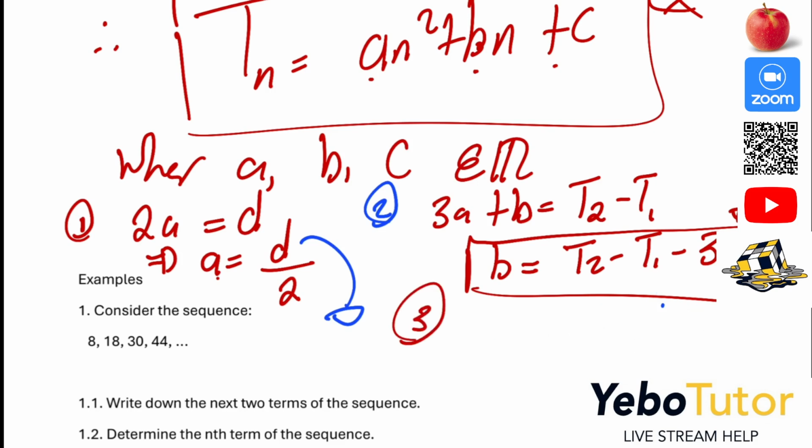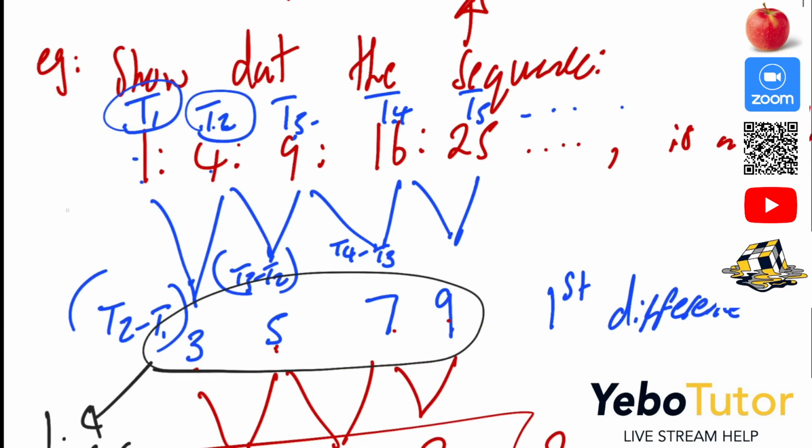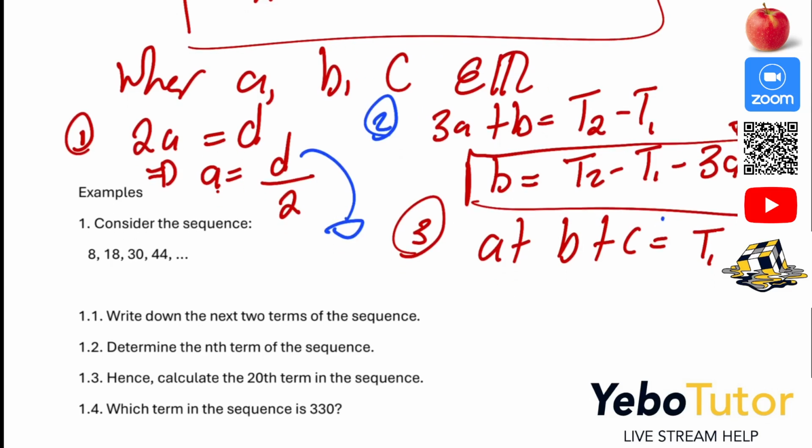Number 3, we get c by saying a plus b plus c is equal to term number 1. Term number 1 is the first term which we're given here. So now we can calculate the value of c by making c the subject of the formula. Then c will be equal to T1 minus a minus b, because you calculated a from point number 1, b from point number 2, and c is what you're calculating for the third time.